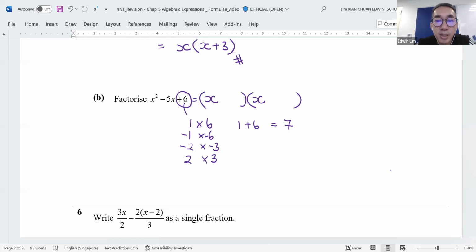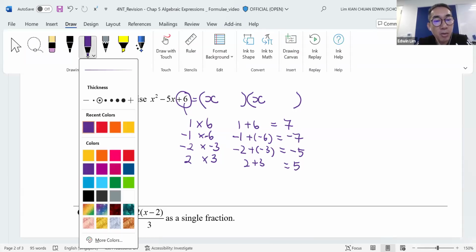Negative 1 plus negative 6, I'll get negative 7. Negative 2 plus negative 3, I'll get negative 5. And lastly, 2 plus 3, I'll get 5. So I have 7, negative 7, negative 5, and 5. So which one should I use? I'll have to look at this number now. I change the color so that you can see. I will use red.